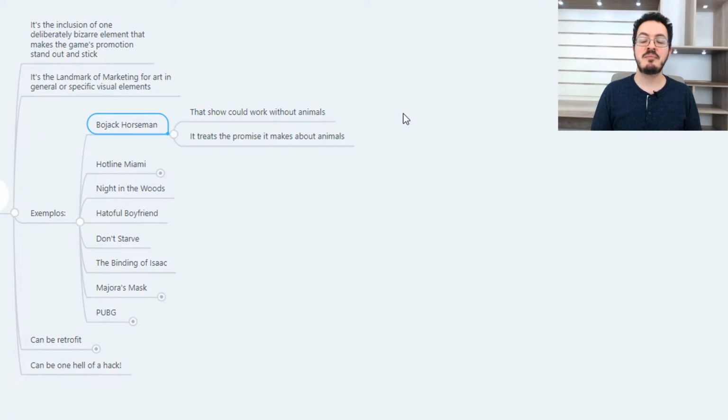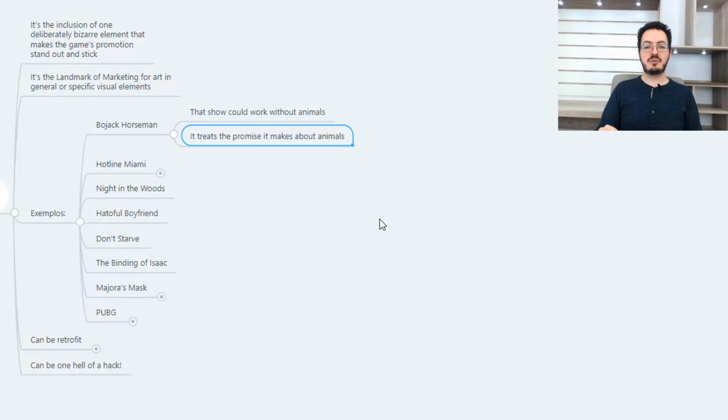And sometimes games can also use that, and we'll talk about a bunch of examples. But before we stop talking about BoJack Horseman, take into account that this series actually treats the promise that they make when they have animals featured as part of their world and the thing that they are offering you as entertainment. Because it's not just that they replaced most characters with animals. Honestly, I don't know the backstory of that production, if the original script already had animals or not. I'm just saying that it could work without the animals.